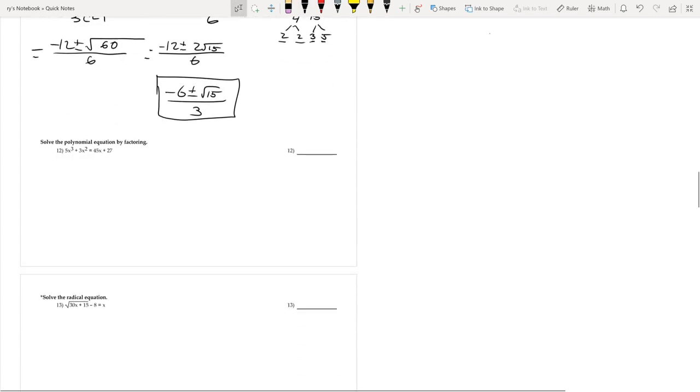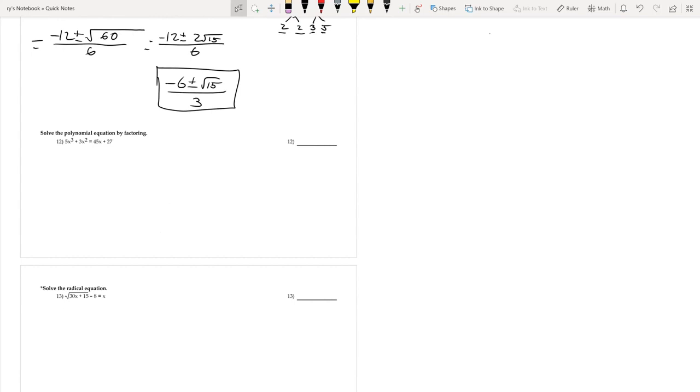All right. Next one is solve the polynomial equation by factoring. What I'm going to be doing first is moving everything over to the left side. So I'll be subtracting 45x and 27. And so I get 5x cubed plus 3x squared minus 45x minus 27.